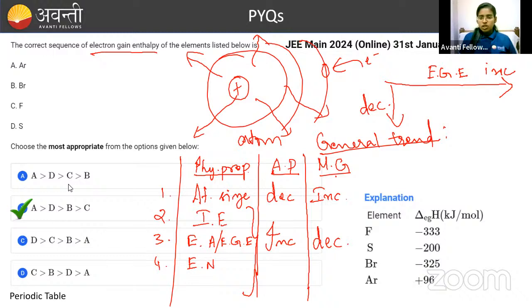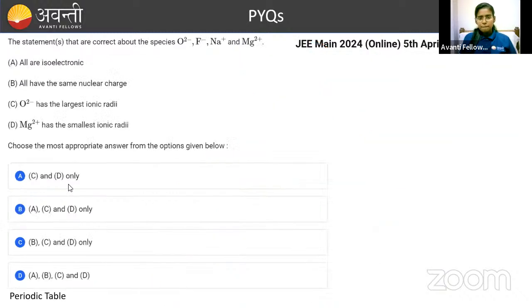Okay, let me move on to the next question from JEE Mains again. The statements that are correct about the species O2 minus, F minus, sodium plus and Mg2 plus. Four statements are given. In statement A, it is said that all are isoelectronic. What is meant by isoelectronic? Iso means same, electronic means electrons. Isoelectronic means species containing the same number of electrons. So we have to check whether it is correct or not.